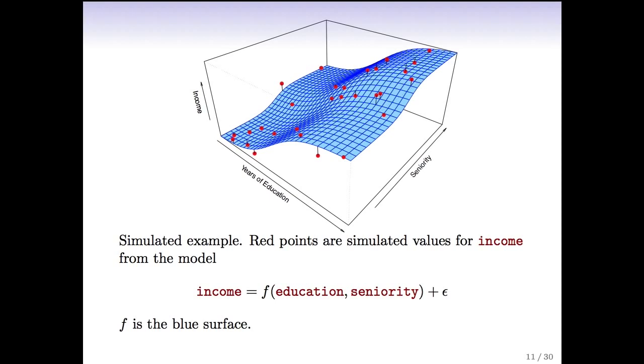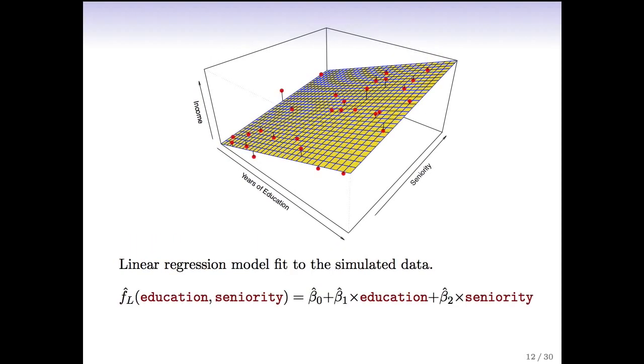All right, so this is the truth. We actually know this in this case. And here's a linear regression model fit to those simulation data. So, it's an approximation. It captures the important elements of the relationship, but doesn't capture everything. Okay, it's got 3 parameters.